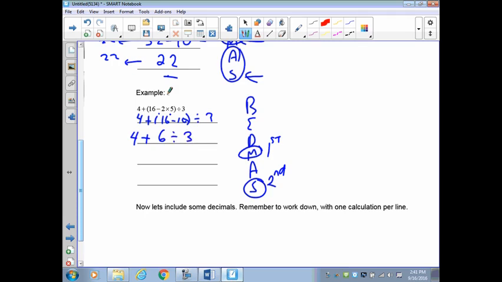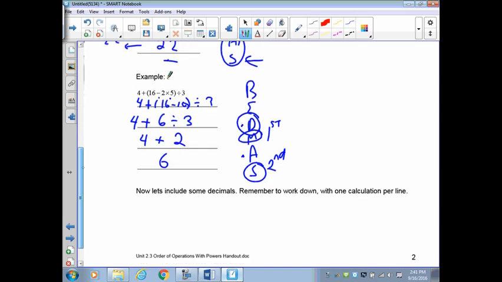Now I have a choice between adding and dividing. Adding is here, dividing is up here. Dividing comes first, so 6 divided by 3 is 2. And then 4 plus 2 is 6. All right. Now that's probably what we did in grade 6.